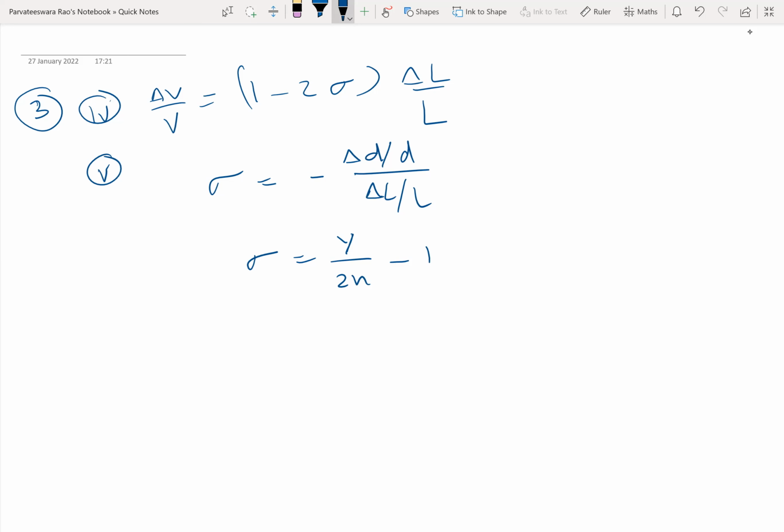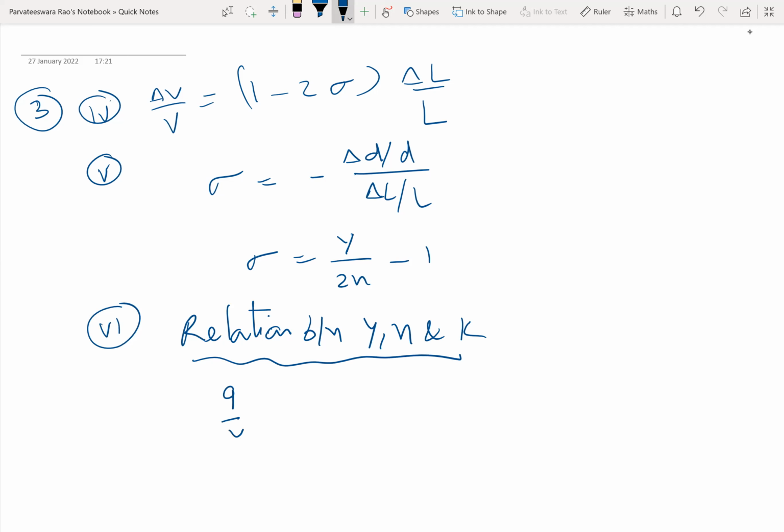Even we have a relation between Y, N and K. All are important. Derivations are not there even in plus 2, even for you also it's not there. I'm giving the relations. You just note it down. Relation between Y, N and K.